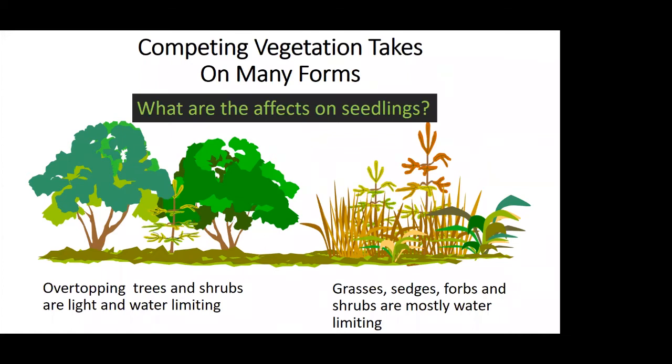Okay, so we're going to shift gears a little bit here and talk about vegetation competition, because it's one of the most important limitations to reforestation success, as a lot of you were already hinting at with some of your questions. Sites can have mostly one or the other of these forms of competing vegetation, or both.